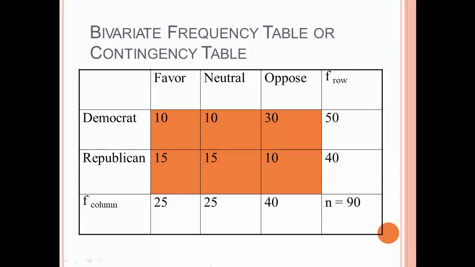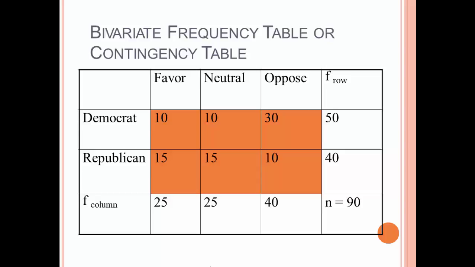Bivariate frequency table or contingency table. Here the number of people in favor in the Democratic category is 10, neutral responses are 10, and opposed responses are 30. So the row total is 50. In the Republican category, those in favor are 15, neutral is 15, and those who oppose are 10, and thus the row total comes out to be 40.